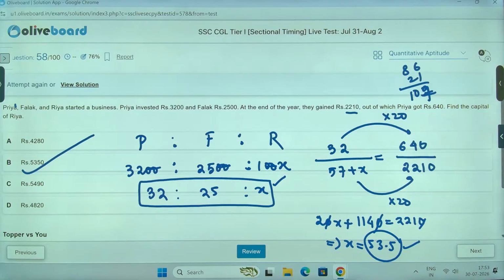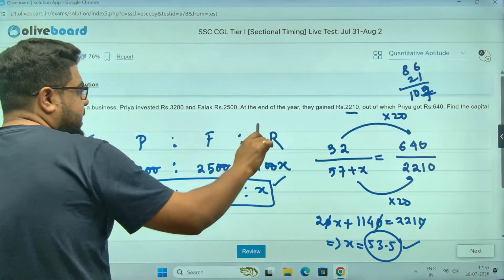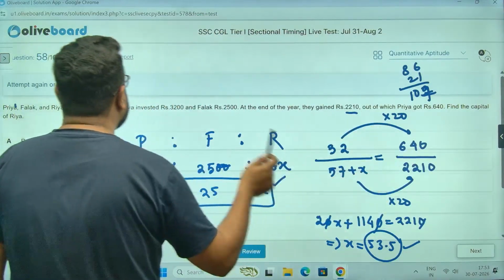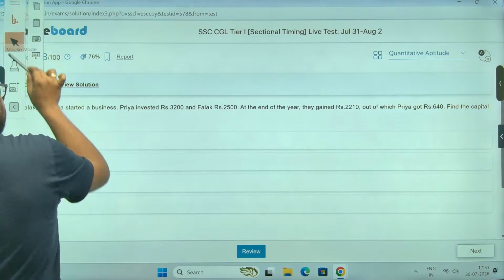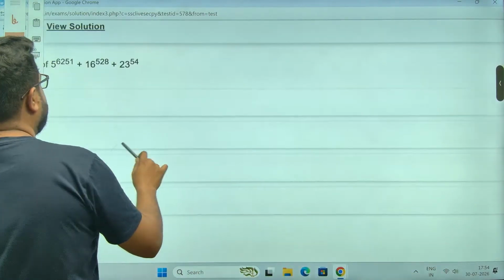Again, couple of lines. Again, I have done the calculations here a little differently. Because the numerator is 20 times, the denominator must also be 20 times. That is the concept that I have used. Next one, sir. Unit digit.